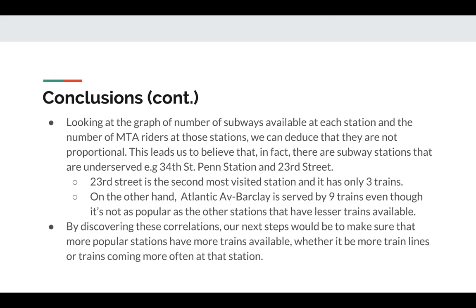On the other hand, Atlantic Avenue Barclay is served by 9 trains, even though it's not as popular as the other stations. By discovering these correlations, our next step is to make sure that more popular stations have more trains available, whether it be more train lines or trains coming more often at that station.